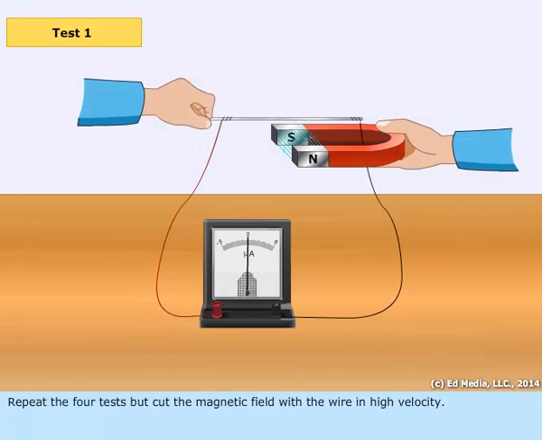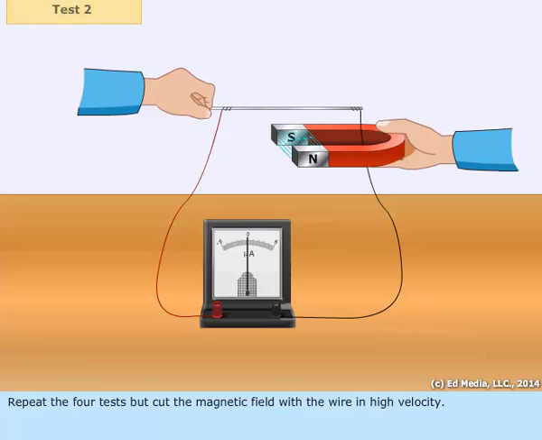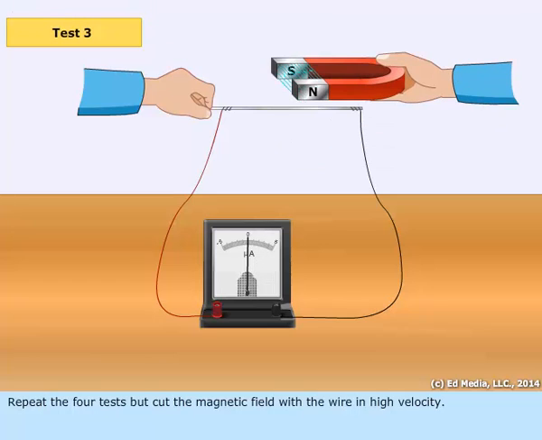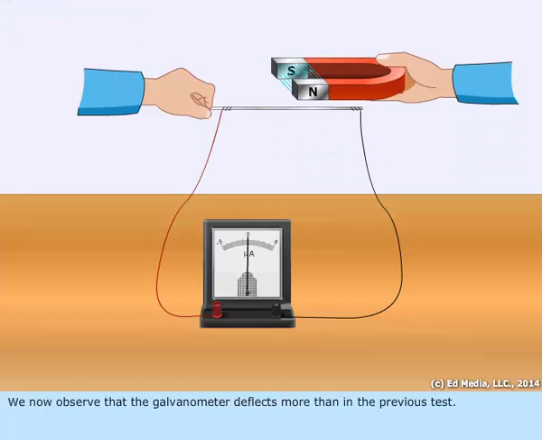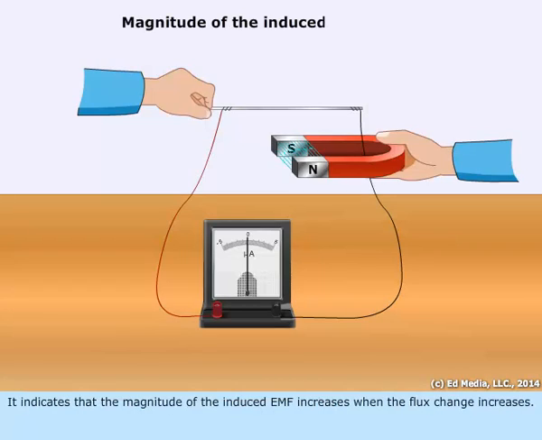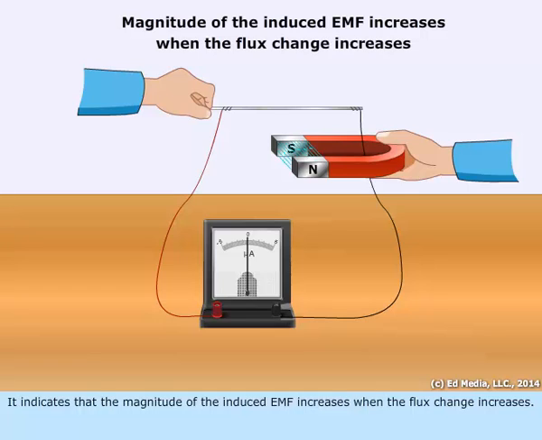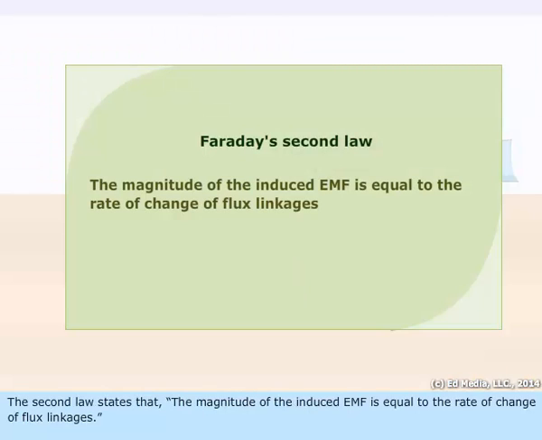Repeat the 4 tests, but cut the magnetic field with the wire at high velocity. We now observe that the galvanometer deflects more than in the previous tests. It indicates that the magnitude of the induced EMF increases when the flux change increases. This phenomenon is stated by Faraday in his second law. The second law states that the magnitude of the induced EMF is equal to the rate of change of flux linkages.